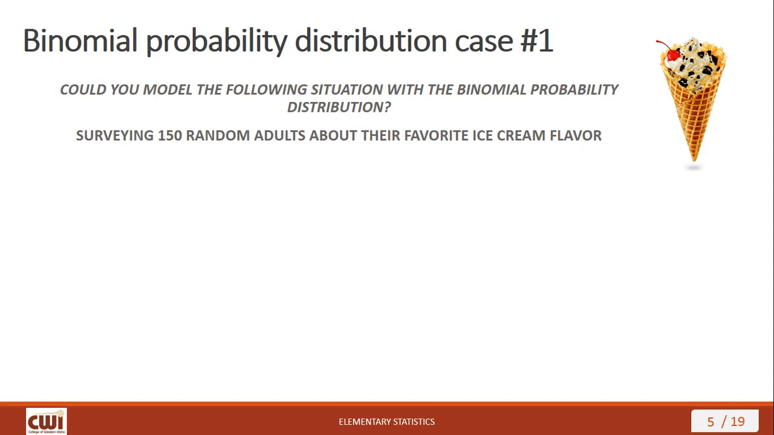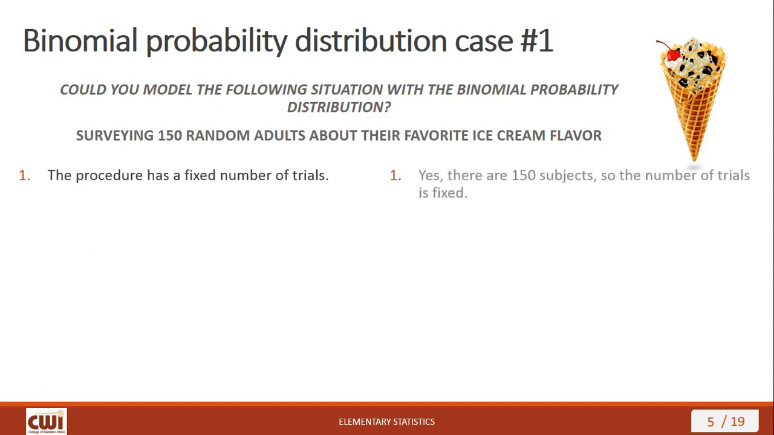So, could you model the following situation with the binomial probability distribution? We're surveying 150 random adults about their favorite ice cream flavor. Could we model this situation with the binomial probability distribution? Well, let's take a look at each of the four requirements to see if we meet all four. First, the procedure needs to have a fixed number of trials. In this case, yes, we do have a fixed number of trials. There are 150 subjects that we're surveying. So these 150 adults represent a fixed number of trials.